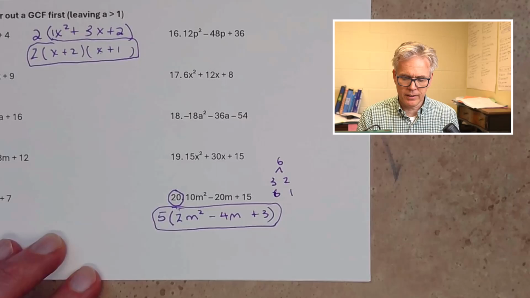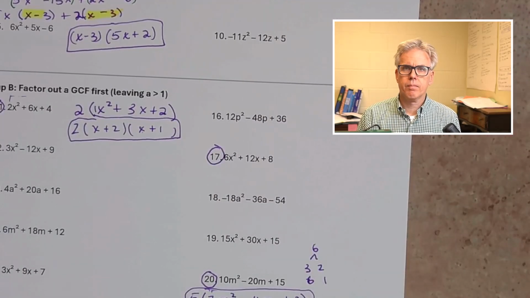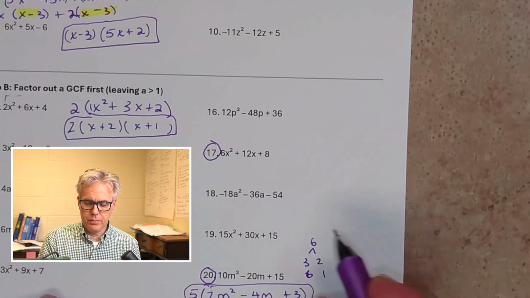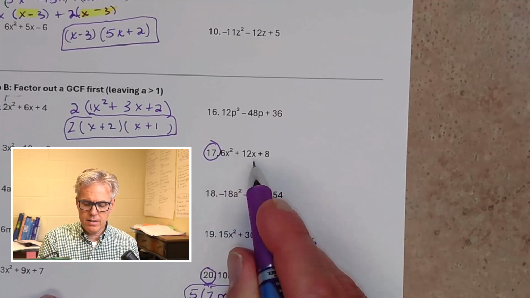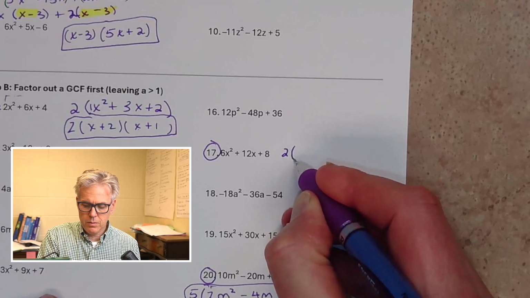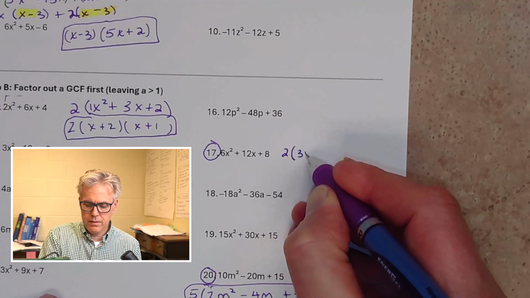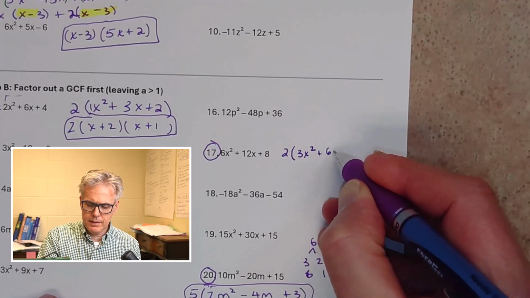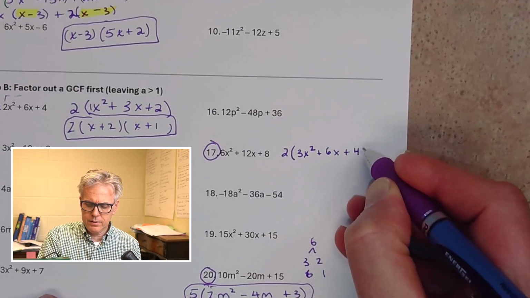Kind of in the mood to do some factoring. Let's pick another one. Let's do number 17. Okay, so what is a common factor I can pull out of this one? I got a common factor here of 2. When I pull the 2 out, what am I left with? 3x squared plus 6x plus 4.